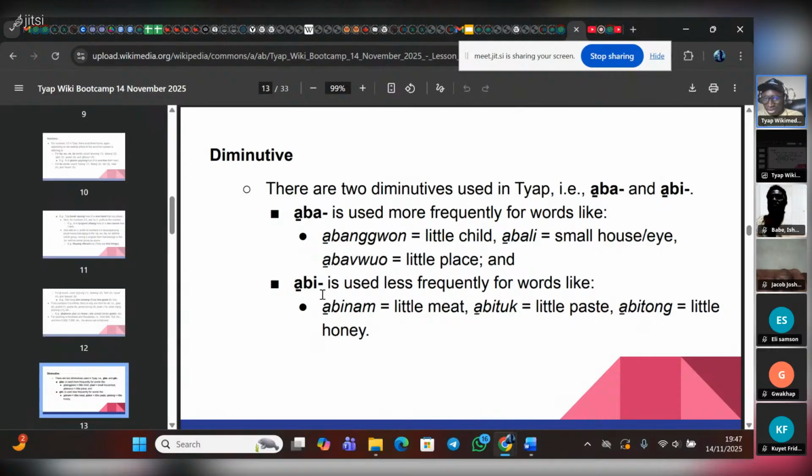But when you look at abinam, little meat, a bit of soup, a little paste, a little honey, a bit of support maybe, and then a bit of cube, and so on. These are uncountables.